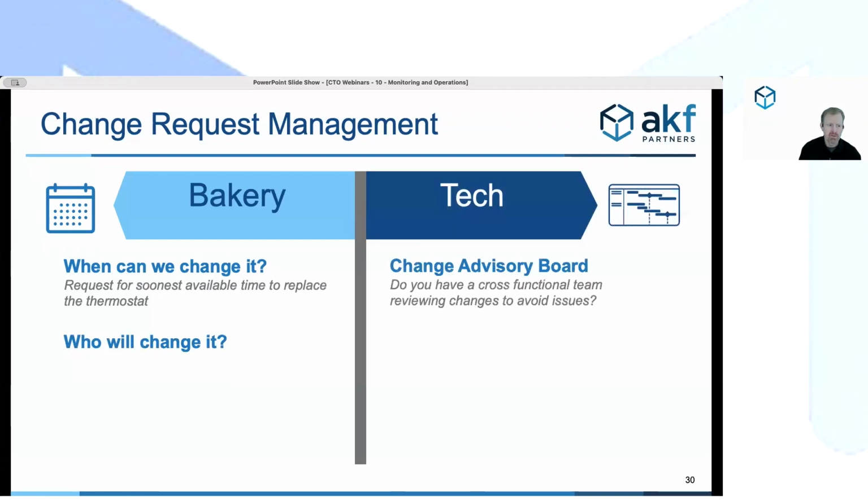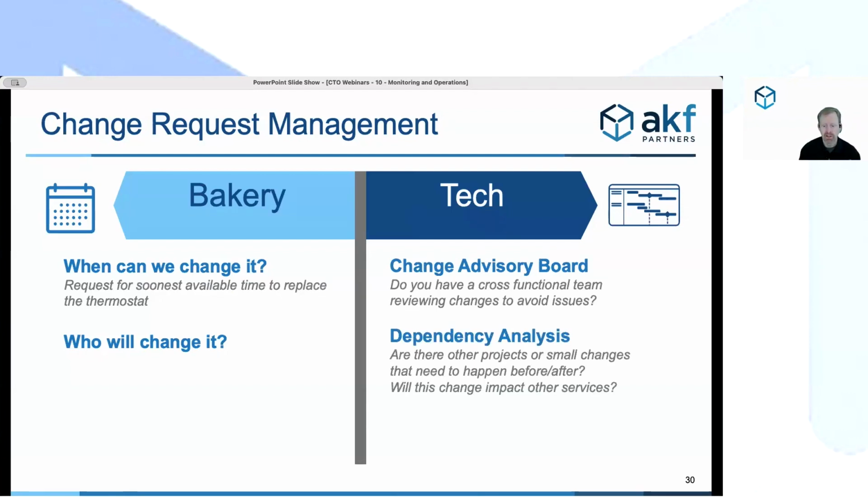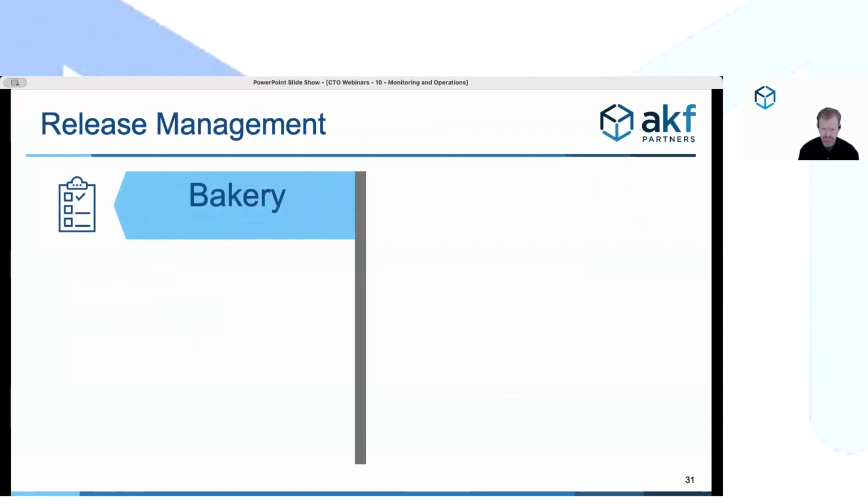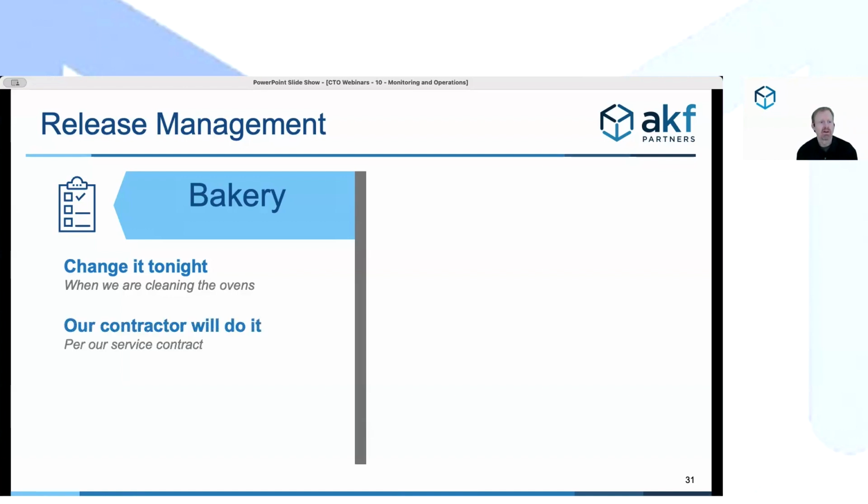In the tech world, you may have a change advisory board if it's more manual, or this may occur early on in your software development lifecycle in agile planning to identify dependencies, maybe in your quarterly planning cycle, where you're trying to understand when something can be released. The release management is the actual change to production. So in this case, we're going to change the thermostat tonight when we're cleaning the ovens. Our contractor is going to do it per our service contract, and we're going to document it and make sure it's done. So they're going to follow consistent steps.